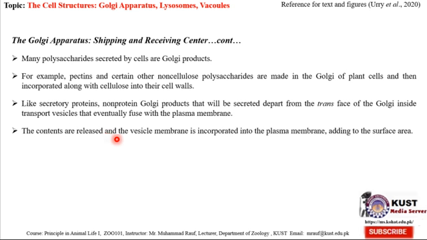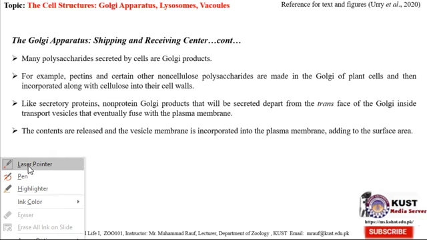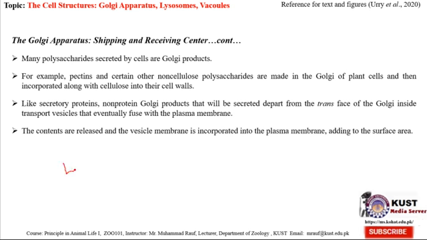The contents are released and the vesicle membrane is incorporated into the plasma membrane, adding to the surface area. So let me explain it once more, because a picture is worth a thousand words. Let's suppose this is endoplasmic reticulum. Now the endoplasmic reticulum will release transport vesicles, which will be surrounded by a membrane, and this membrane is budded off from the endoplasmic reticulum.